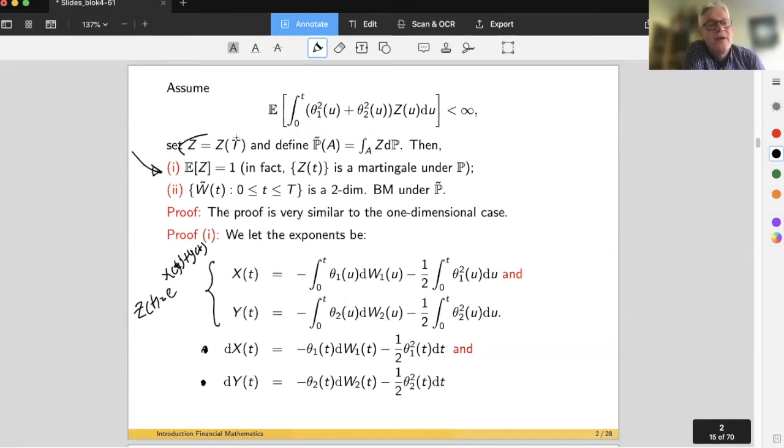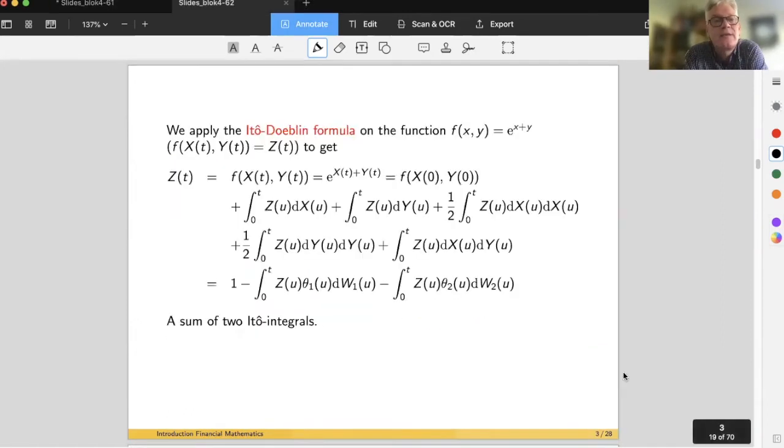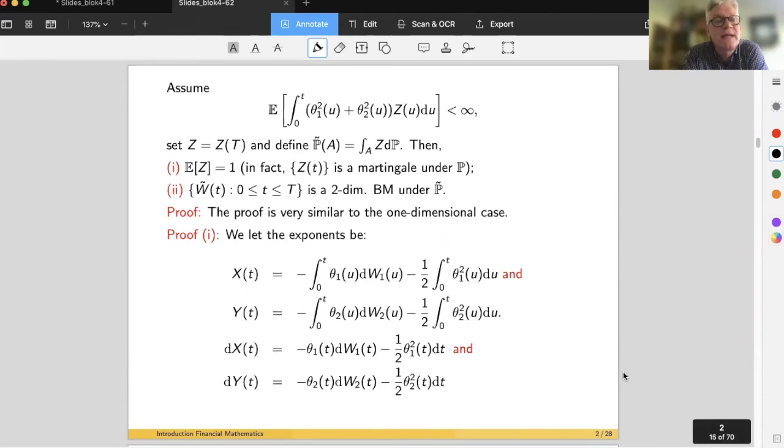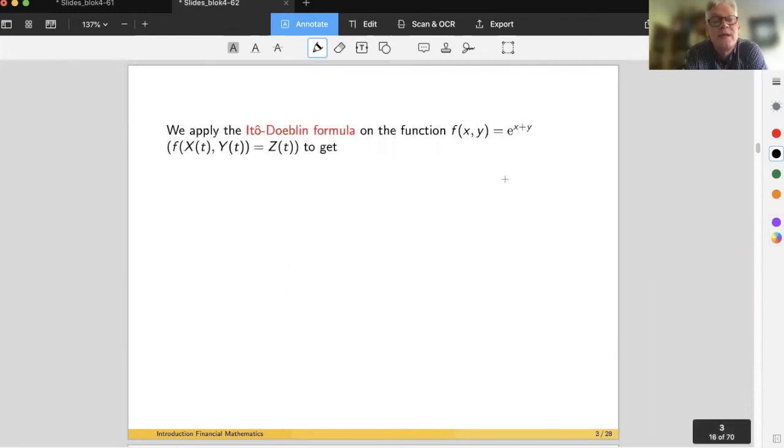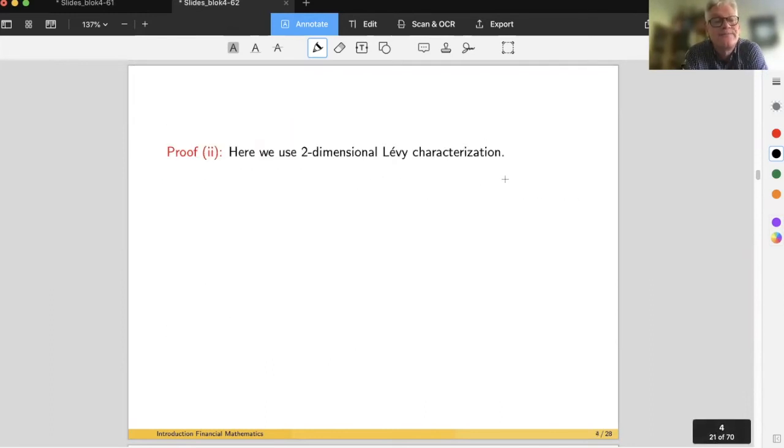So 1 is this: in expected value, the expected value of Z is equal to 1. And let's recall the second statement. The second statement was that W tilde_t, for 0 less or equal to little t less or equal to capital T, is a two-dimensional Brownian motion under P tilde. And how did we do that? We did that as follows.